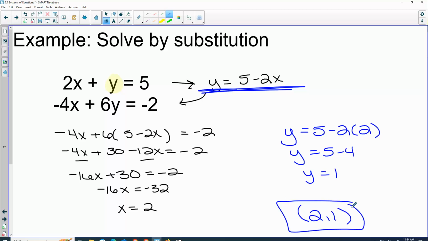And you can check it if you plugged it in. 2 times 2 plus 1 is 5. Negative 4 times 2 plus 6 is negative 2. Are those okay? All right. So we understand substitution, remember that? Okay, let's run through elimination.